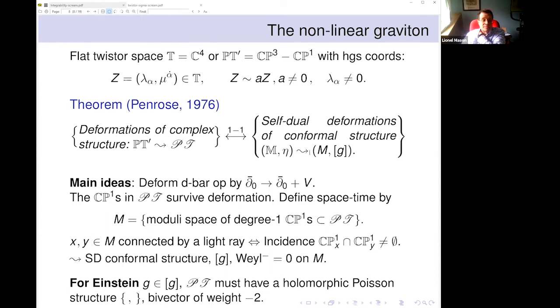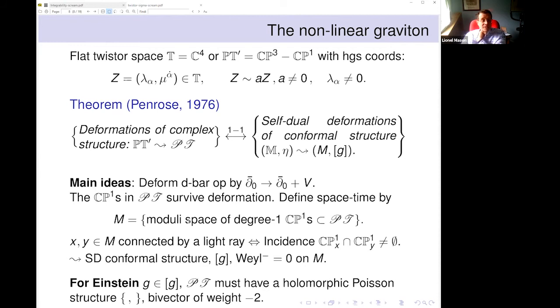And the main idea here, the way I'm going to talk about it, is that I'm going to deform the d-bar operator on the twistor space. You see, the way in which you reconstruct space-time from the twistor space is that it's a space of holomorphically embedded Riemann spheres in the twistor space. And according to Kodaira, those Riemann spheres will survive deformation, and there will still be a four-dimensional family.